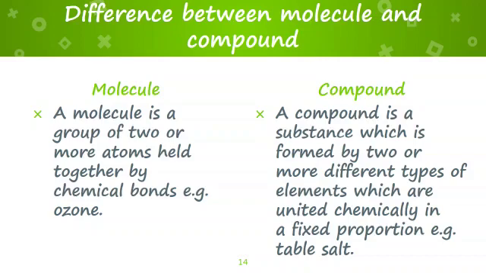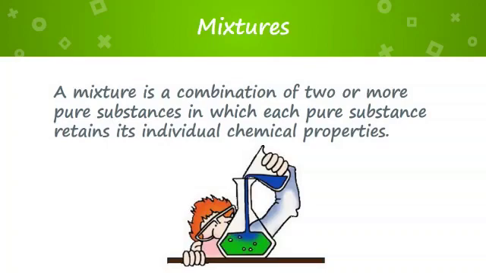Whereas a compound is a substance which is formed by two or more different types of elements, which are united chemically in a fixed proportion. But when we talk about molecules, we don't talk about a fixed proportion. So that is the difference between a compound and a molecule, like table salt. The formula of table salt is NaCl. In NaCl, that is salt or sodium chloride, there is only one sodium and one chlorine. I hope you understand the difference between both of them. Now let's come towards mixtures.